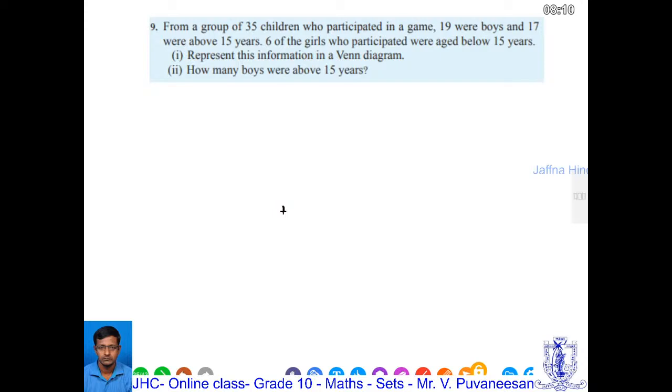From the group of 35 children who participated in a game, 19 were boys and 17 were above 15 years. Here, we consider the boys as a set, and the next set is the children who are above 15 years. Then 6 of the girls who participated were aged below 15 years. Represent this information in a Venn diagram. So we have to draw a Venn diagram.